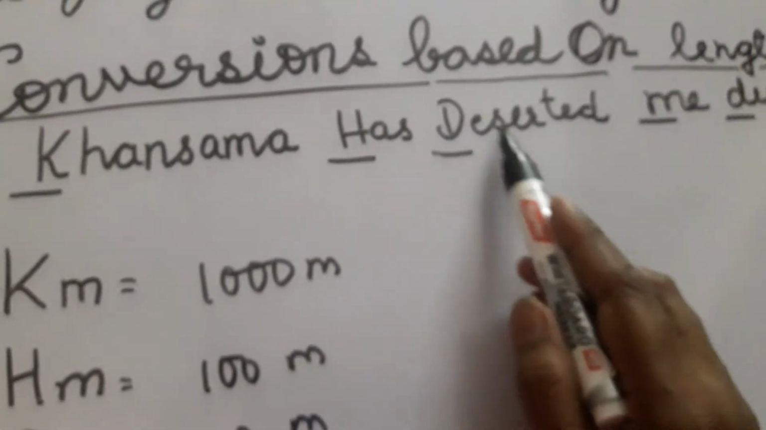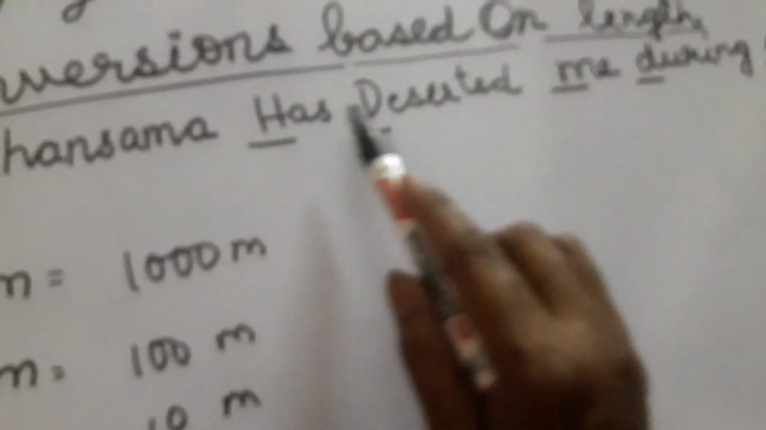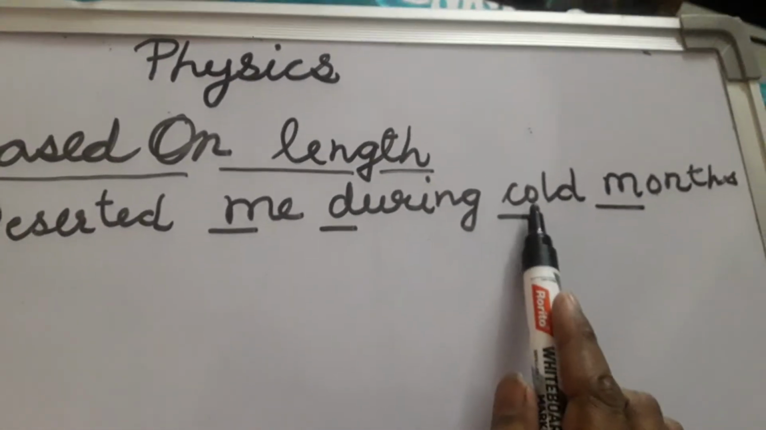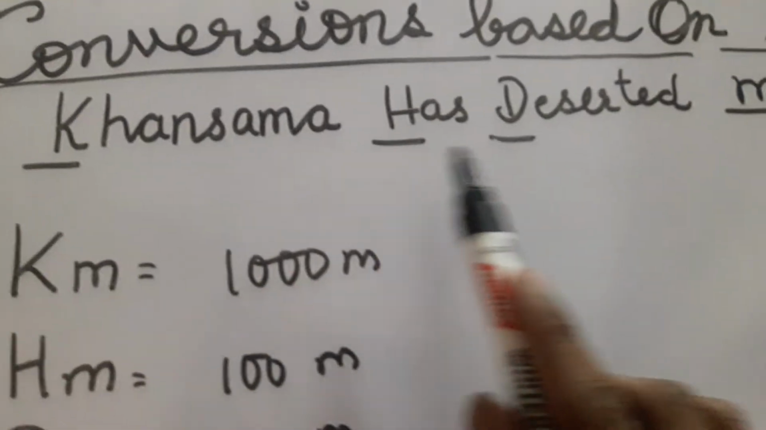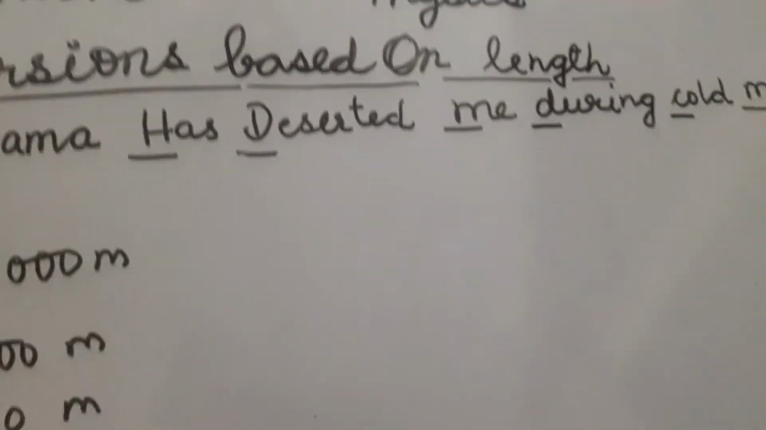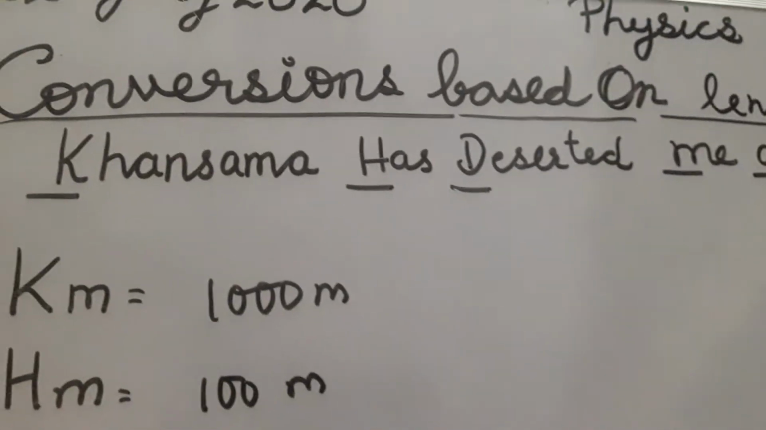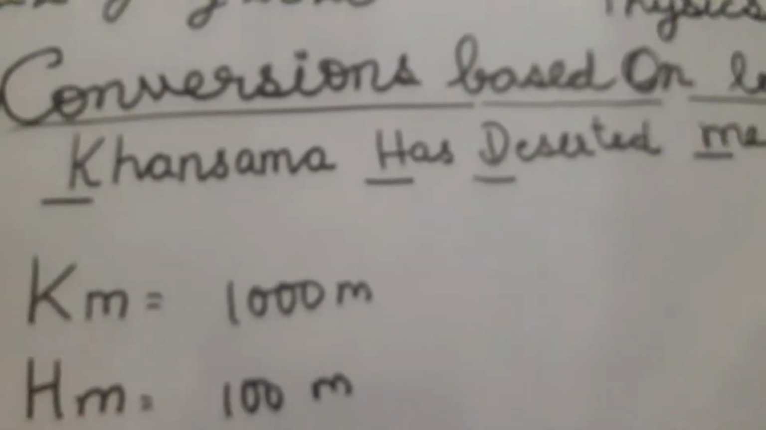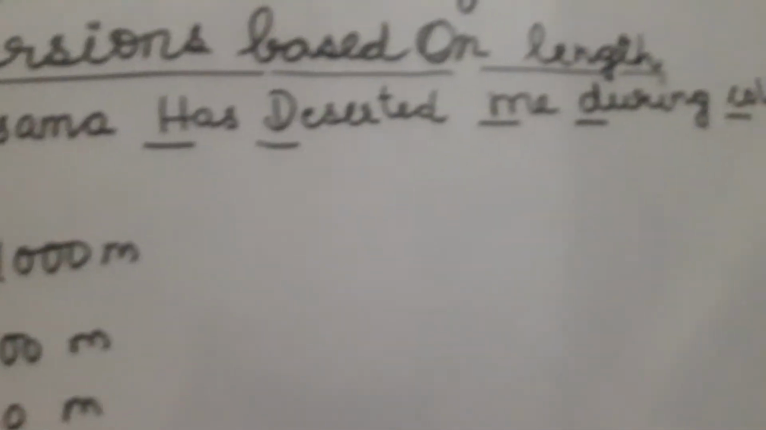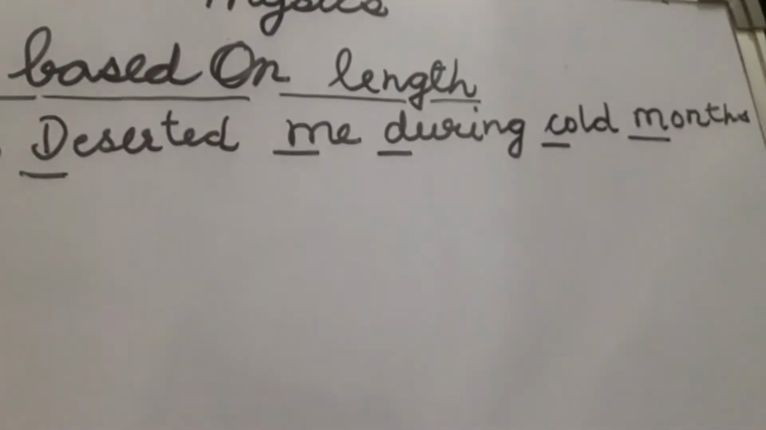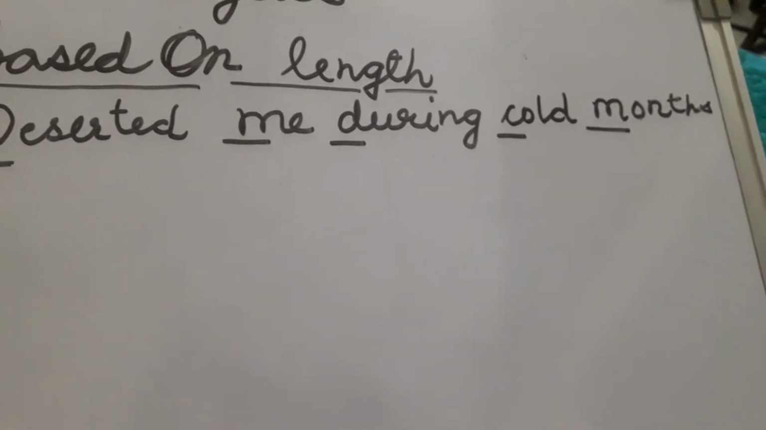Before starting the conversion, I will show you this sentence. Khansama has deserted me during cold months. Khansama is a cook, has deserted me during cold months. What is the meaning and its relationship with the conversion? The Khansama, the cook, has left me, or you can say fled from my house during cold months.